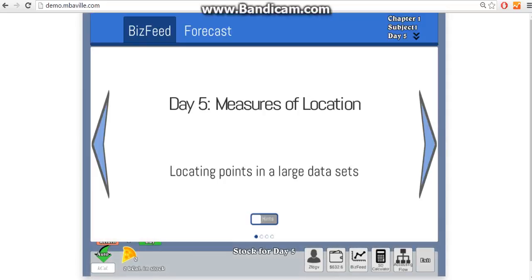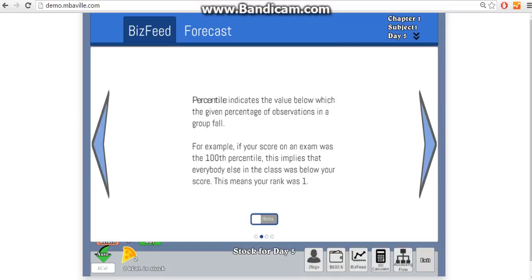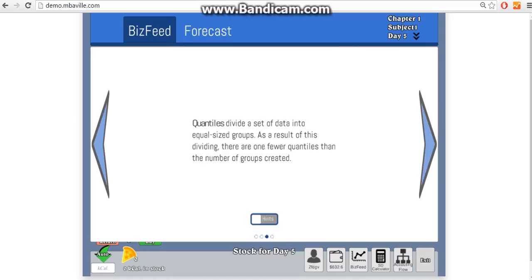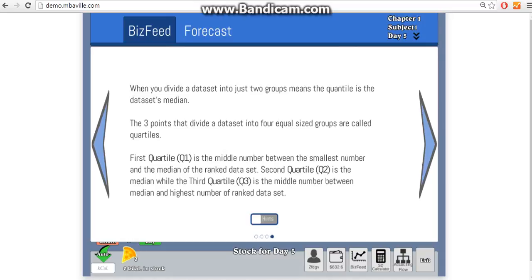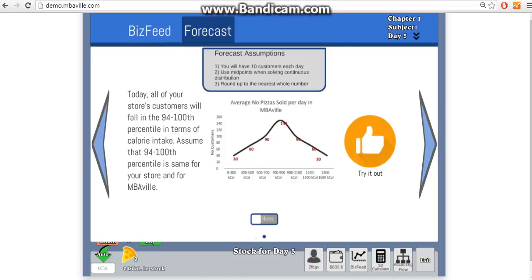And the next day is about measures of location and locating points in a large data set. Now it's about percentile, quantile, and quartile, and all of these. The forecast is that today all of your store's customers will fall in the 94th to 100th percentile in terms of calorie intake. Assume that 94th to 100th percentile is same for your store and for MBAville.